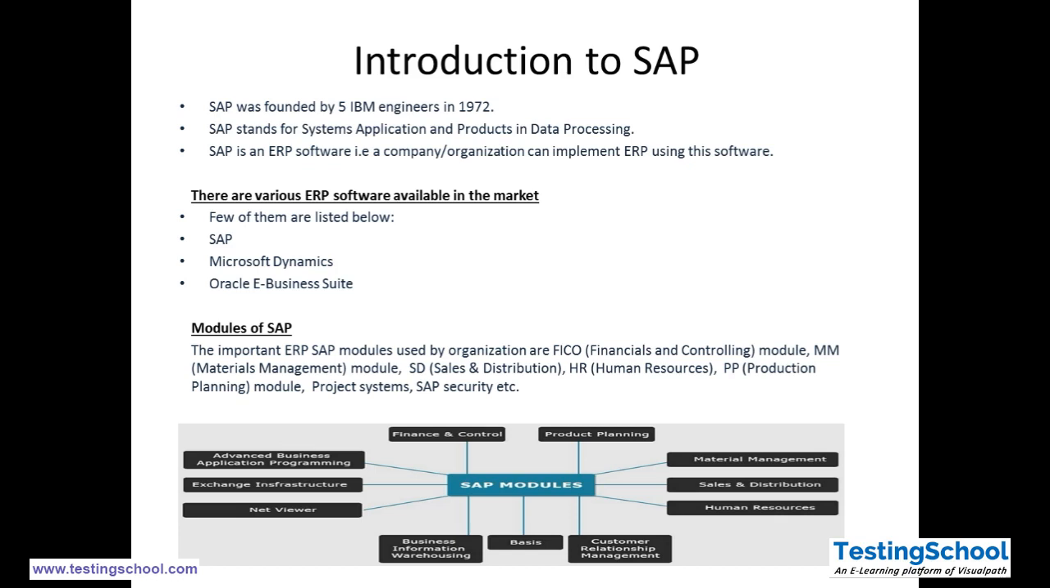Next comes exchange information, BI. So BI is a techno-functional module. Basis and customer relationship. Customer relationship is taking feedback from customers, how they like the product, what improvement they wanted to have, and other things.